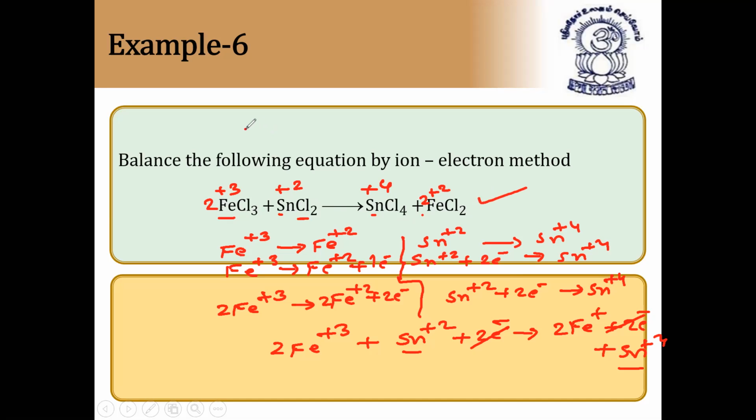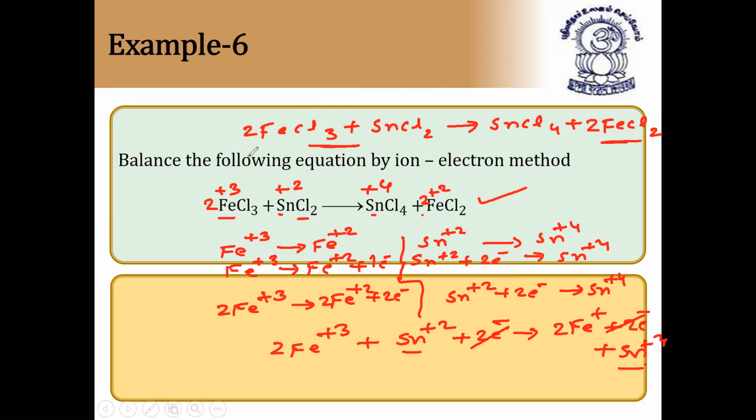So the final answer is 2 FeCl3. Why have we taken 2 FeCl3? For balancing electrons, we got 2, so we have to multiply with 2. Plus SnCl2 gives rise to SnCl4 as it is, because for tin also the right hand side is only 1. Plus 2 FeCl2, since plus 2 state means Cl2. That's all. So this is the answer. I hope it is clear.